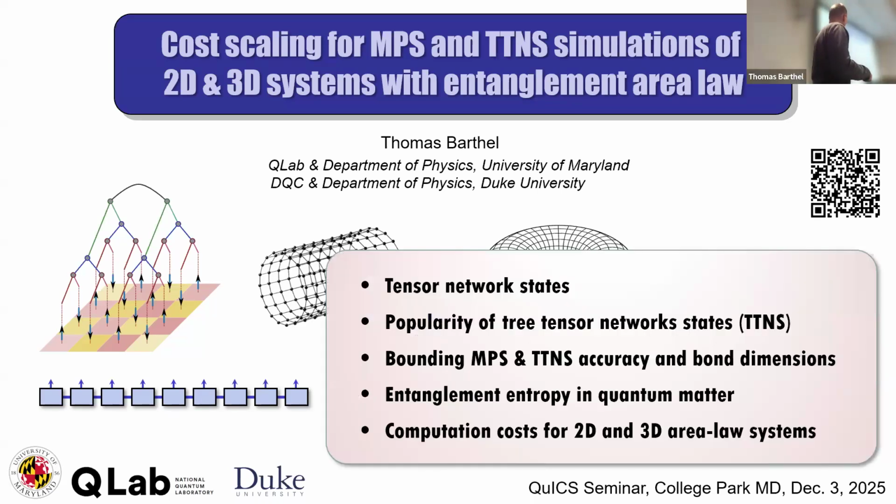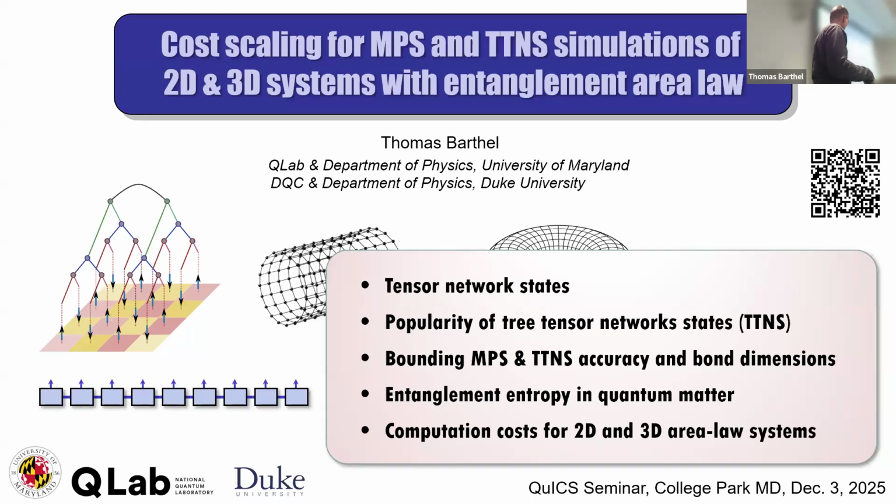Okay, so first, a short reminder of the network states. Then I will show you some recent activity of where many people start to use tree-tensor networks to simulate 2D systems, also some 3D systems actually. Then we will bound the accuracy of MPS and tree-tensor network approximations of a target state, and also bound the bond dimensions that we need in order to achieve a certain accuracy. Then talk about the entanglement entropies and connect the two, right?